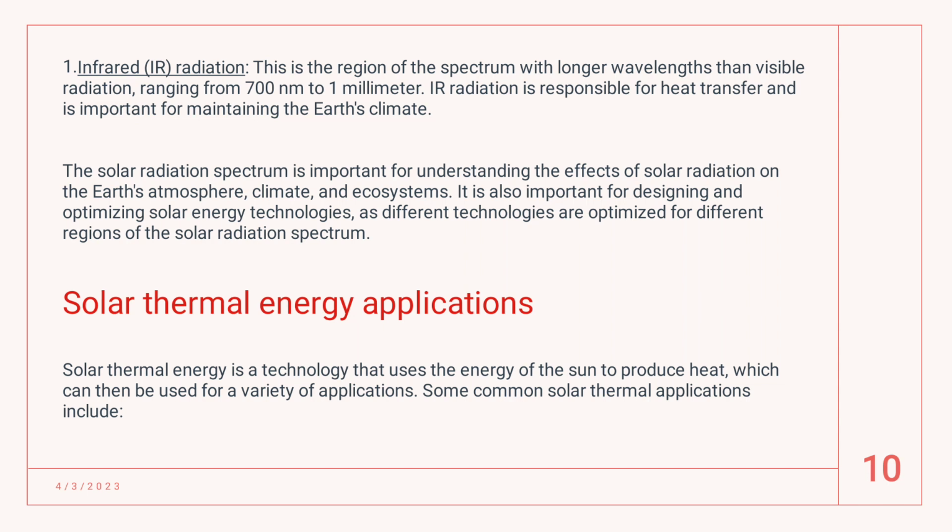And lastly, it is infrared radiation. It has a longer wavelength than the visible radiation, ranging from 700 nanometers to 1 millimeter. It is responsible for heat transfer, and it is important for maintaining the Earth's climate. It is important for designing and optimizing solar energy technologies, as different technologies are optimized for different regions of the solar radiation spectrum.